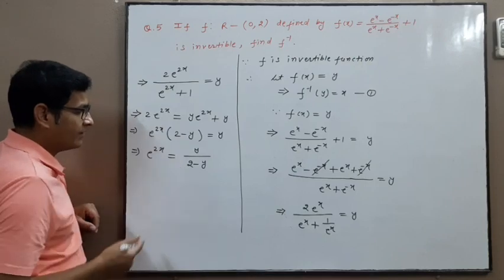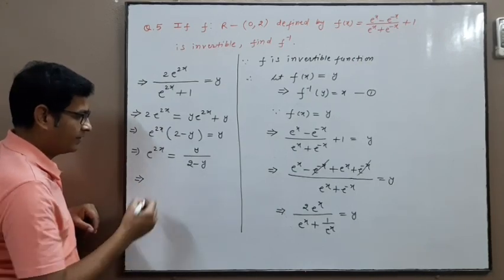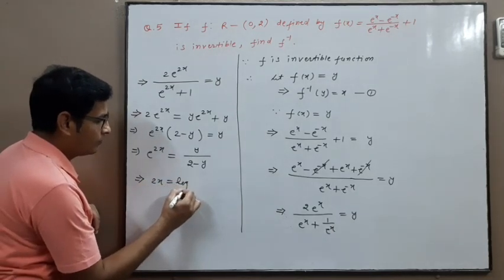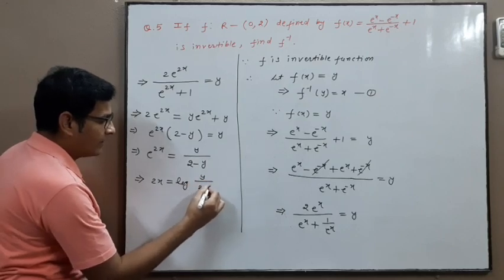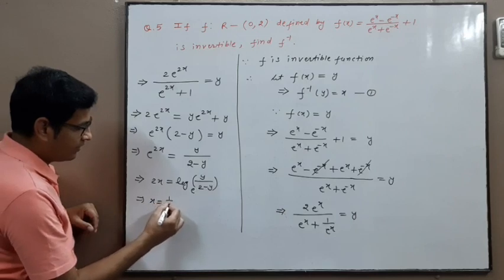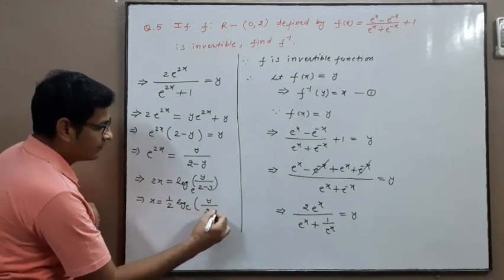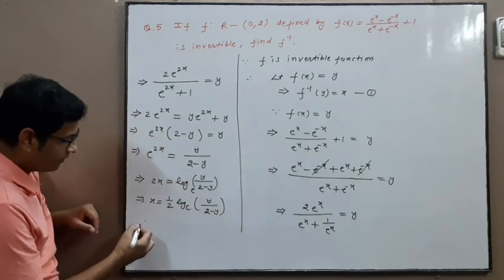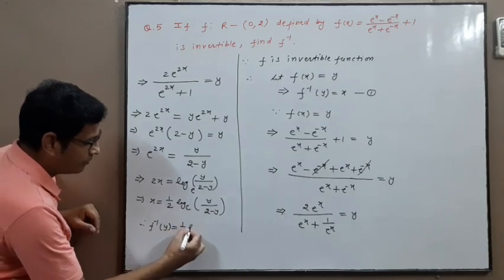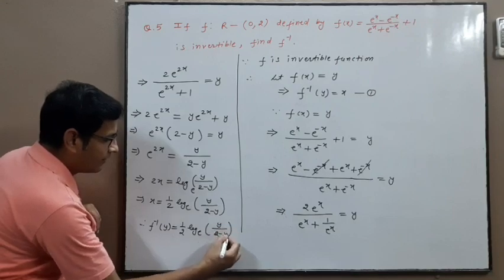This is exponent, converted to log. So base of log and base of exponent are same. So next step we can write 2x is equal to log y upon 2 minus y base e. So x is equal to 1 upon 2 log y upon 2 minus y. Therefore f inverse y is equal to 1 by 2 log y upon 2 minus y. Hence proved.